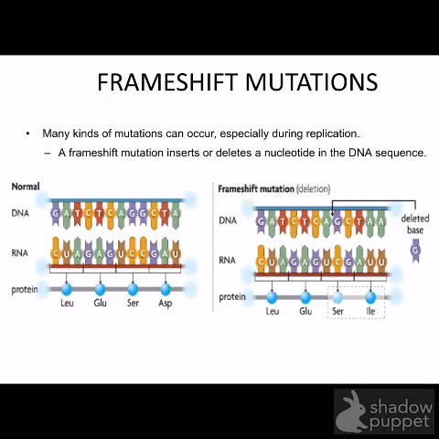Frameshift mutations arise when the normal sequence of codons is disrupted by the insertion or deletion of one or more nucleotides, provided that the number of nucleotides added or removed is not a multiple of 3.